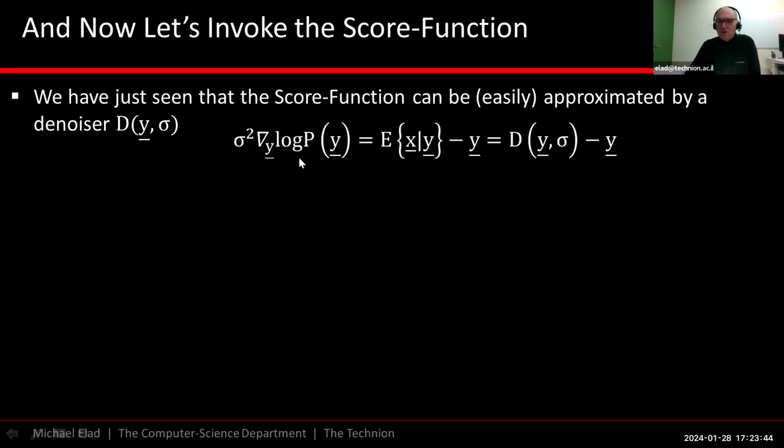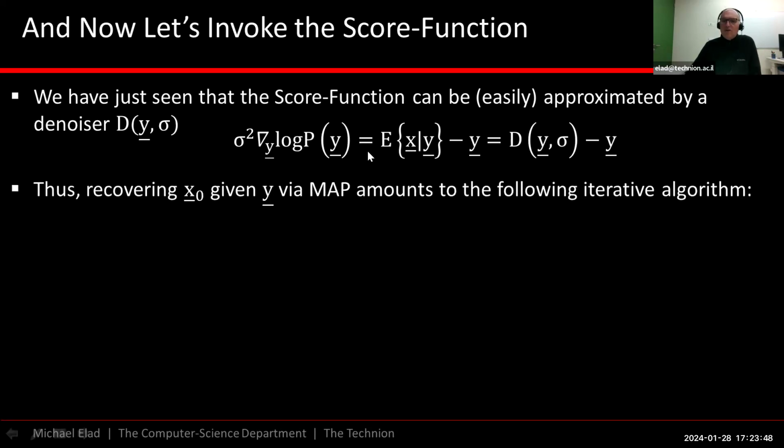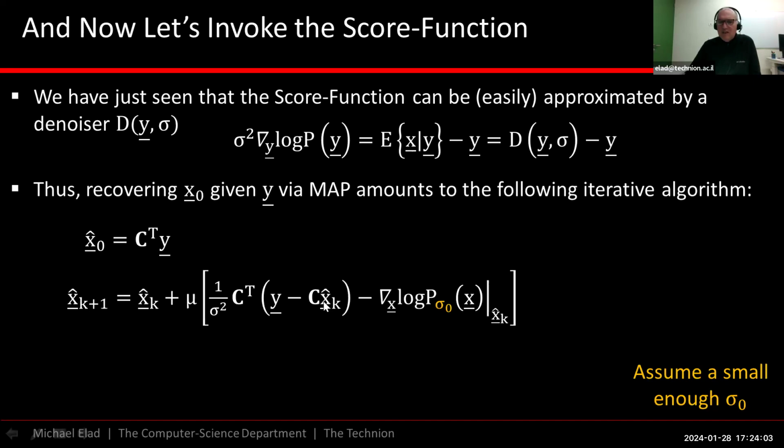And so, yes, great. If you have access to the score function, then here is the score function. Remember, this is the score function of a noisy image. And so if you want to use it, here is an algorithm that you could use in order to get the MAP estimate. Start with some initialization. This is arbitrary, okay? I'm just doing something in order to come back to the domain of images. C transpose times Y will be my initial image.